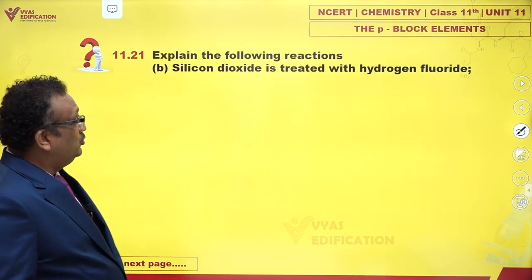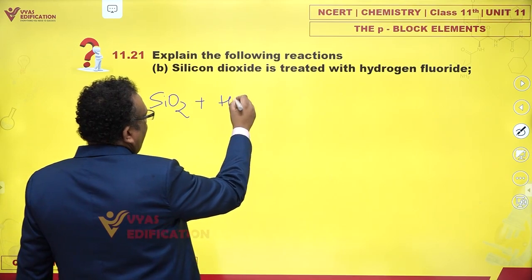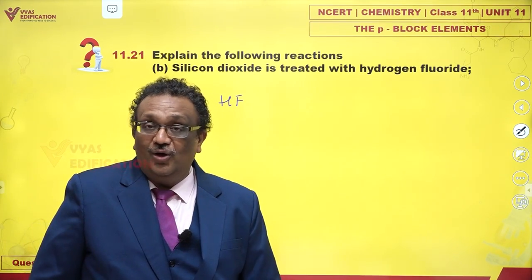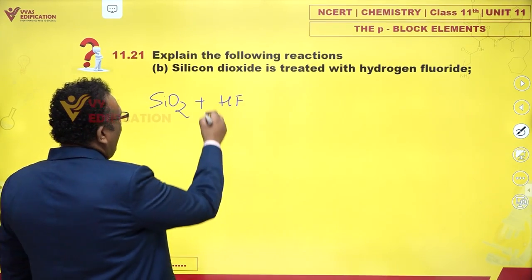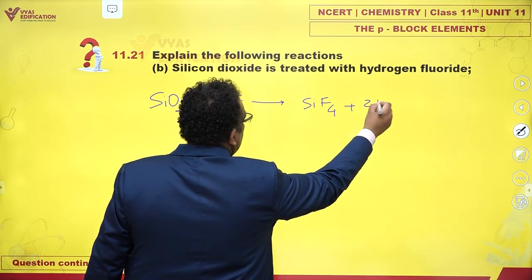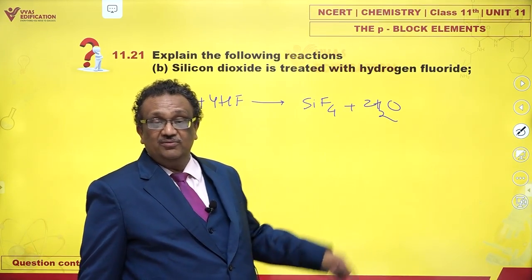What about SiO2? What happens if SiO2 is treated with HF? Wow. Silica is fairly inert. Are you aware that HF is the only acid which can dissolve silica? It reacts with silica, forming first SiF4 plus 2H2O. But this SiF4 is quite reactive.